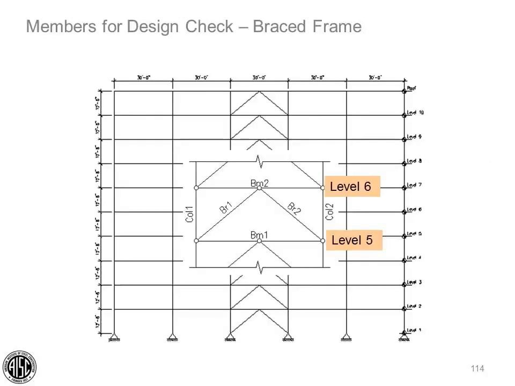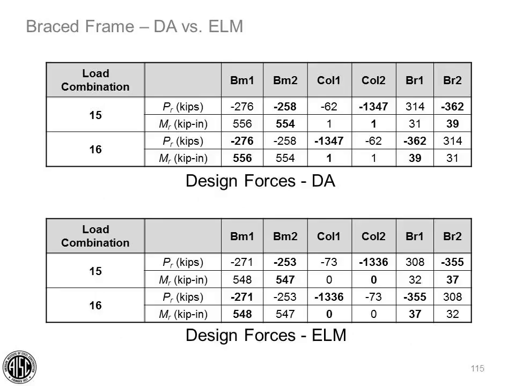Let's compare results for the brace frames first. We'll look at the brace frame from the 5th to 6th levels enlarged here. Column 1 on the left, column 2 on the right, beam 1 is the lower beam, beam 2 is the upper beam, brace 1 on the left, and brace 2 on the right. Here are the member forces for this section of brace frame for the direct analysis method in the top and the effective length method in the bottom for load combinations 15 and 16.